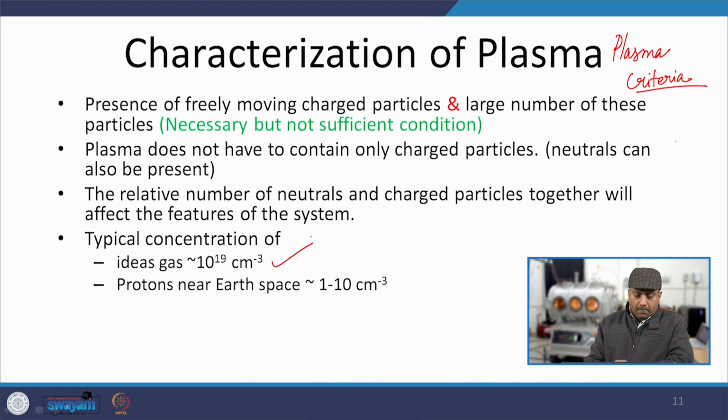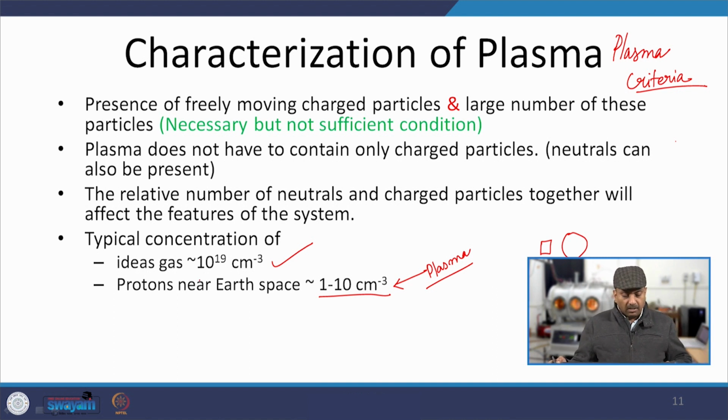No. Now take protons near Earth space. In the proximity of the Earth, because of the radiation coming from the sun, there are nearly 1 to 10 protons per unit volume, per cc. So, this is definitely plasma. Now, you may ask, why are you calling something of a very low concentration plasma, and why are you not calling such a high concentration gas plasma? We will discuss why. Okay.